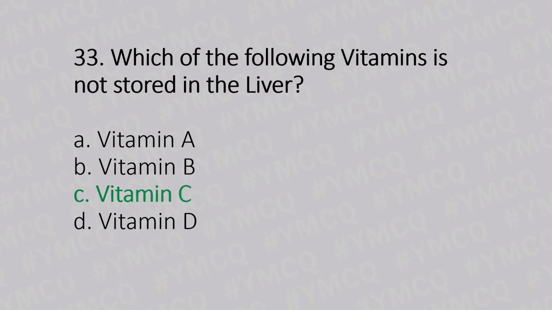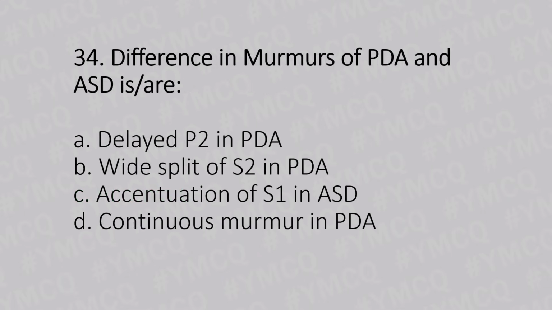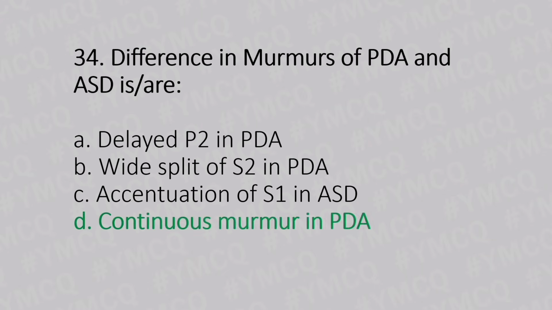Moving to our 34th question. Difference in murmurs of PDA and ASD is dash. Option A. Delayed P2 in PDA. Option B. Wide split of S2 in PDA. Option C. Accentuation of S1 in ASD. Option D. Continuous murmur in PDA. And the answer is Option D. Continuous murmur in PDA.